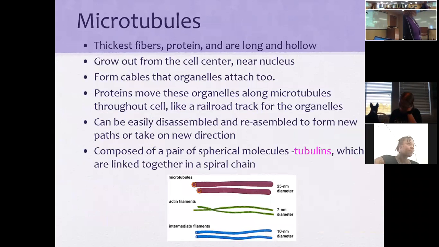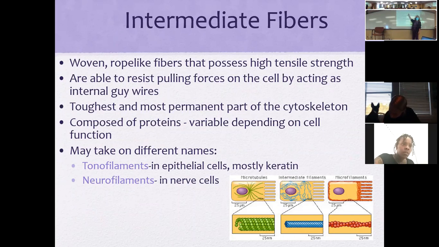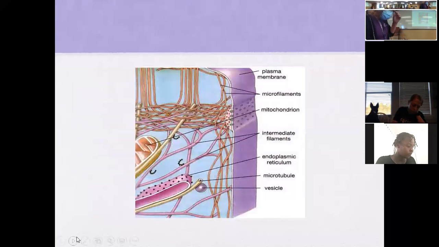So there's our microtubule, the thickest and largest of the fibers. They're used to anchor and move organelles around the cell. Our intermediate fibers act like guy wires. The different names here, tonofilament and neurofilament, just say what kind of cell they are in. Tonofilament is in an epithelial cell. It's still an intermediate fiber, but it's in an epithelial cell. Neurofilaments are found in nerve cells. And then finally, our microfilaments, the smallest of our cytoskeleton, located near the cell surface, help to change the cell's shape.